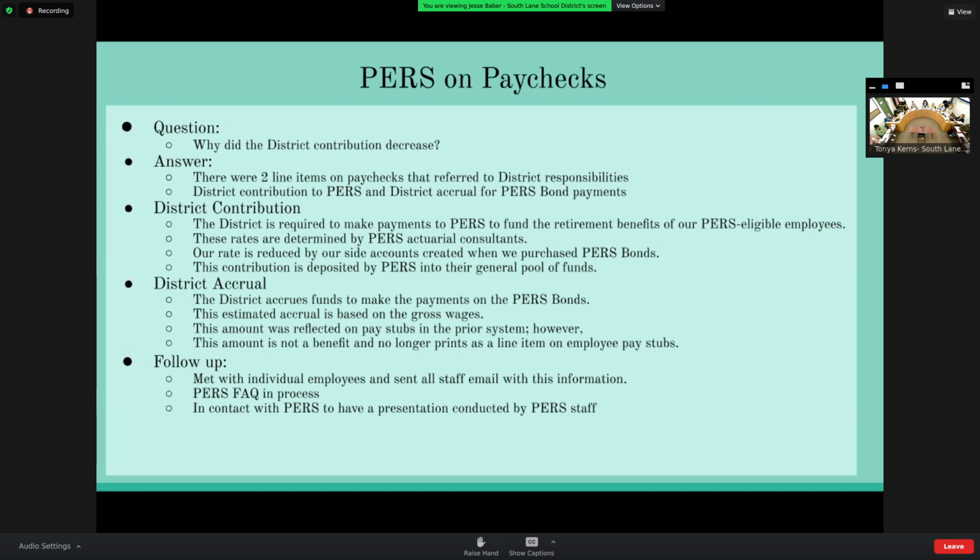So when PERS calculates what our contribution is each year, they determine that based on the gross pay that we report on employees. PERS then multiplies that amount by our rate and automatically deducts that amount from our bank. And that amount is put into the general pool of funds. Employees will never see that amount in their individual accounts because it is not an individual contribution to their PERS account.